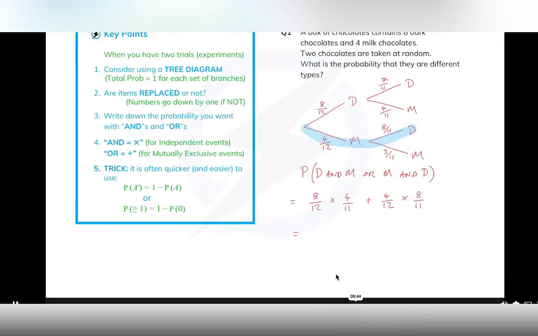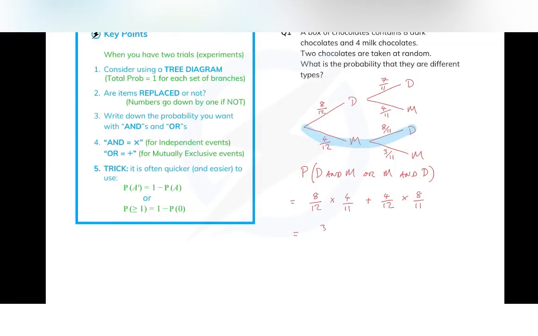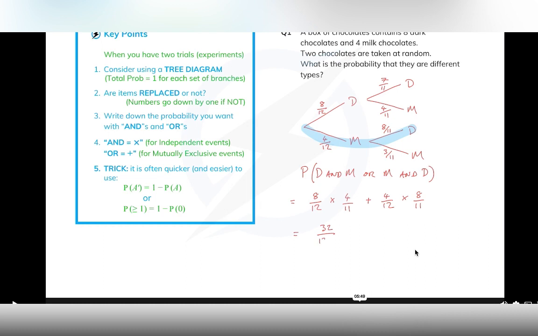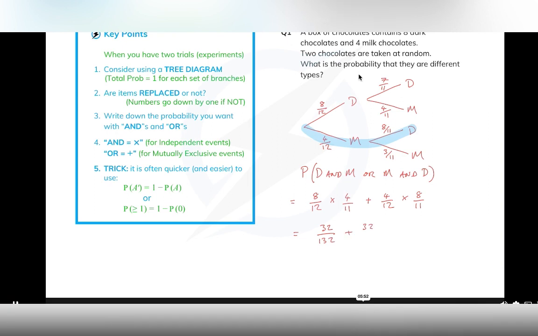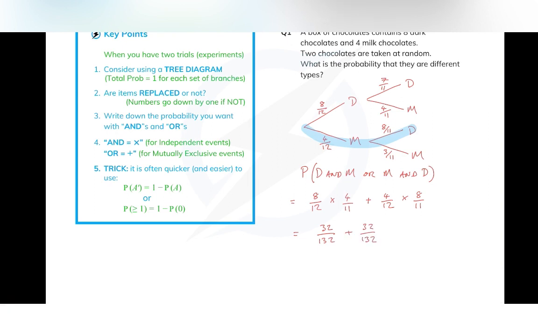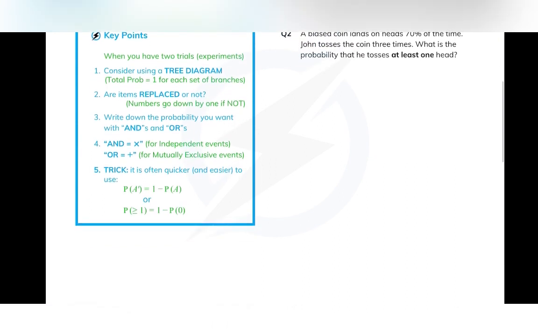And if you do all of that, which you could do in your head if you like, that is 32/132 plus 32/132. They turn out to be the same thing, which is 64/132, and that does in fact simplify to 16 out of 33. So there we go, there's an example of a combined probability question. Let's have a look at a slightly different one.